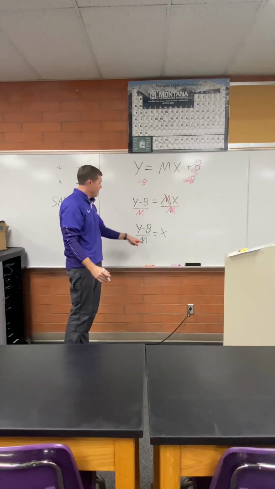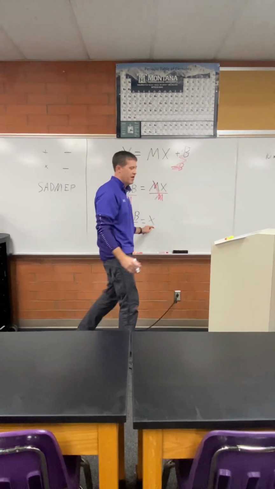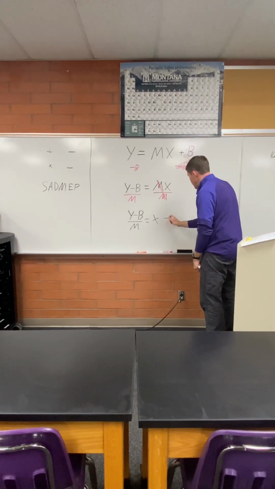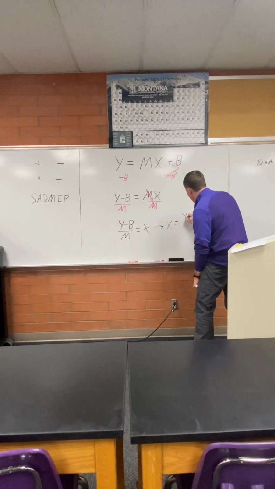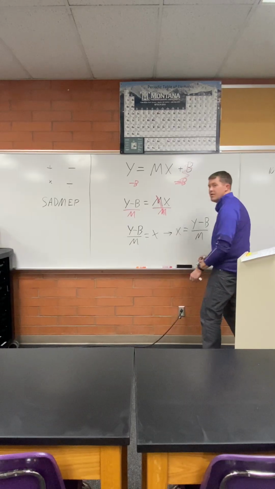And then, of course, your last step would be to flip that so the variable that we're solving for is on the left side, which is going to translate to x equals y minus b divided by m.